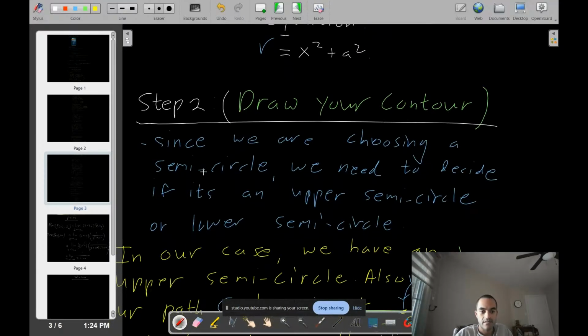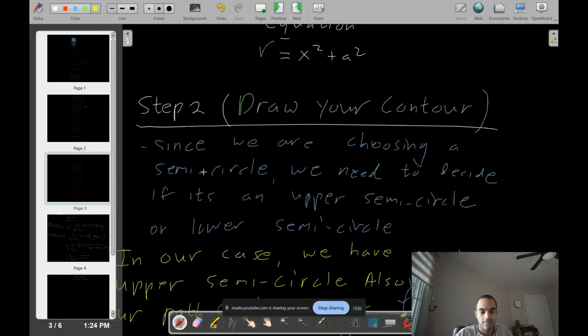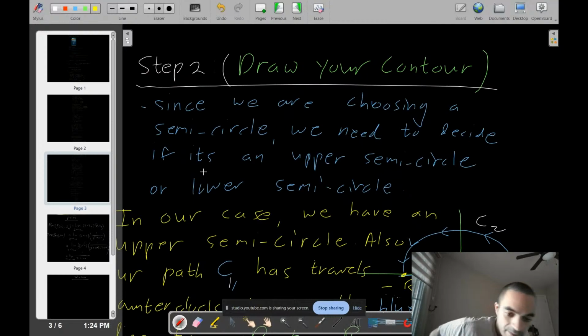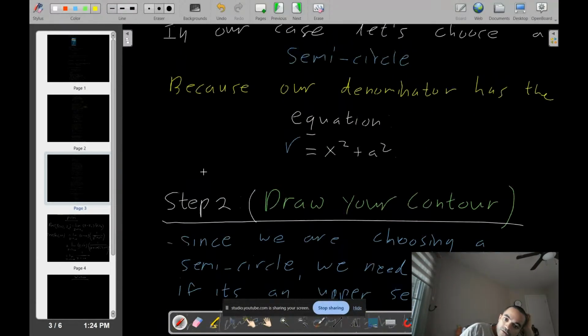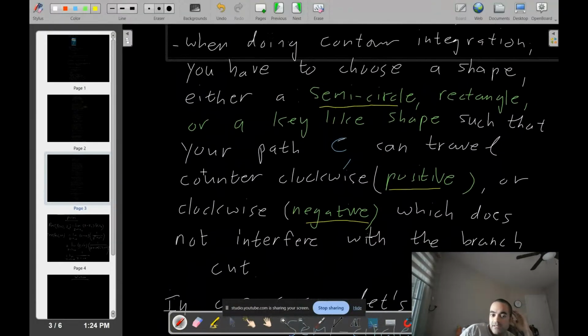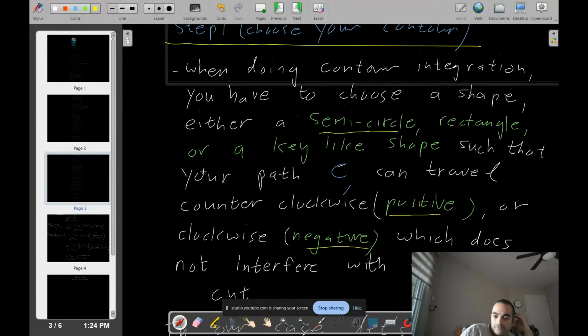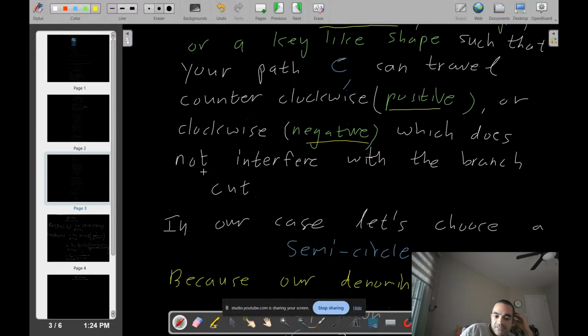Put thumbs up in the chat for anyone who's listening. So next, that's step one, so we know it's a semicircle. Step two, draw that semicircle, or this contour specifically. Since we are choosing an upper semicircle, I already wrote it down. We need to decide if it's upper or lower. Did I miss anything here? Yeah, because I said it was a semicircle. Upper is easier to deal with.